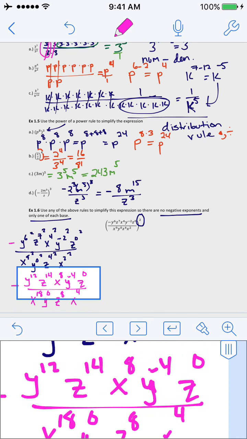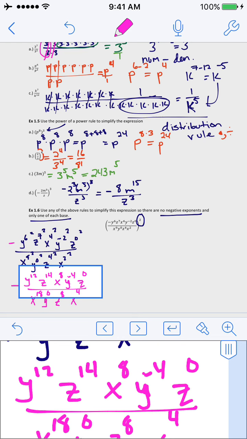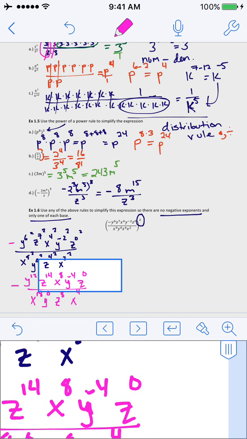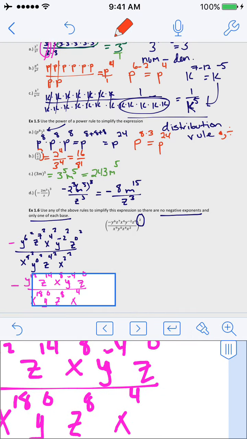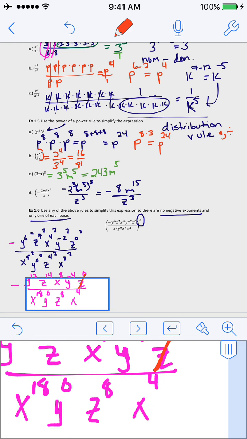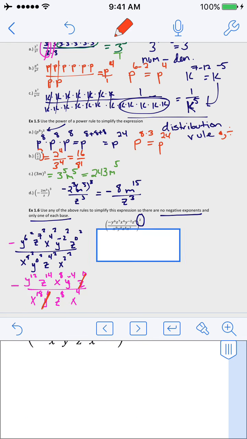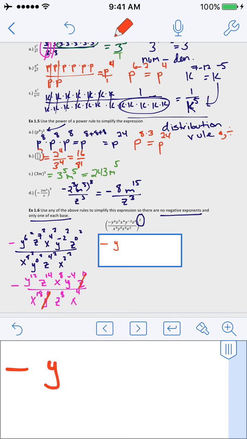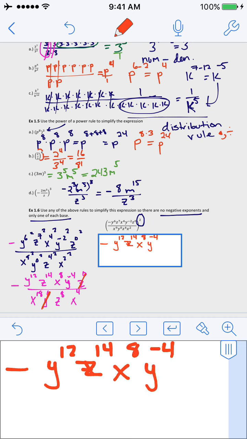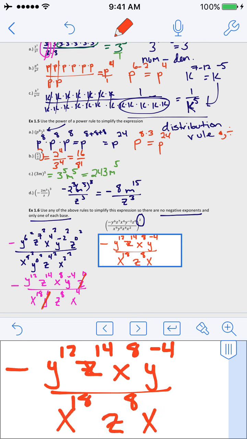Next I'm pretty much just going backwards now. I've got some quotient rule that I can take care of, but I'm going to take care of these zeros first. Anything to the 0 power turns into a 1, right? And if you multiply by 1, it's not going to change anything. So if I ever see anything to the 0, I know that it cancels out. What I'm left with is still a negative y to the 12th, z to the 14th, x to the 8th, y to the negative 4th, over x to the 18th, z to the 8th, x to the 4th.